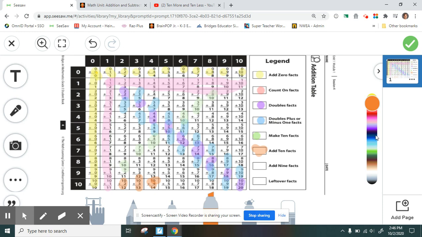So let's pick a color for our plus 9s. Let's see, we can do dark blue. All right. And then we can keep going. I'm going to let you guys finish it up. I started you on both the 10s and the 9s, and then you can go.